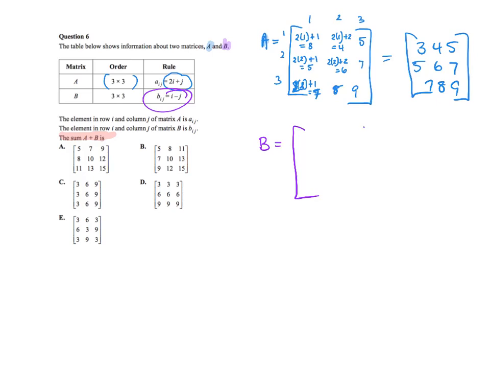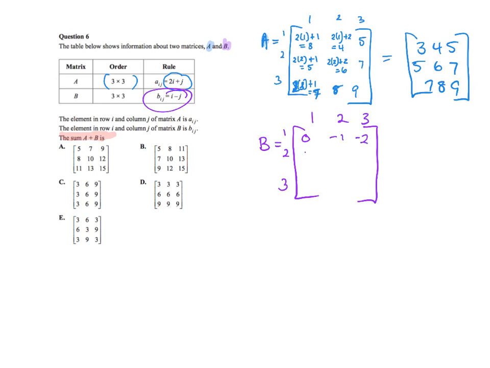And B is a 3 by 3 too. And you are simply minusing the row from the column. So 1 minus 1 is 0. 1 minus 2 is -1. 1 minus 3 is -2.